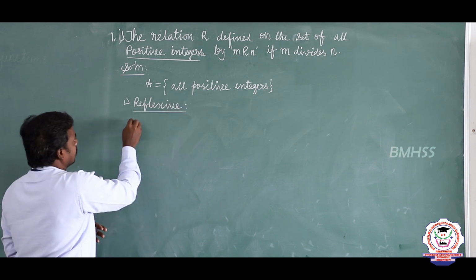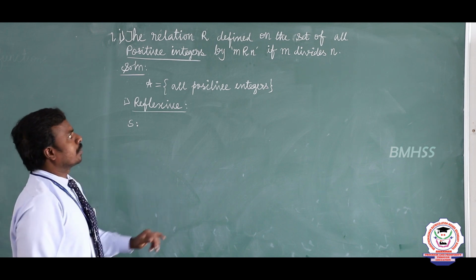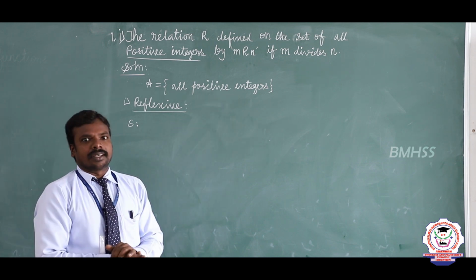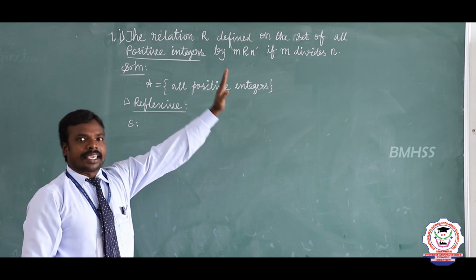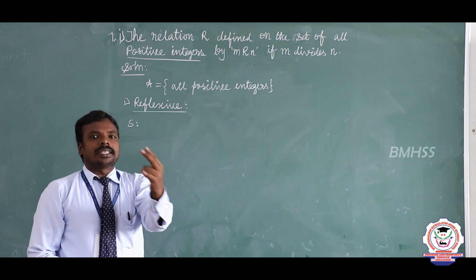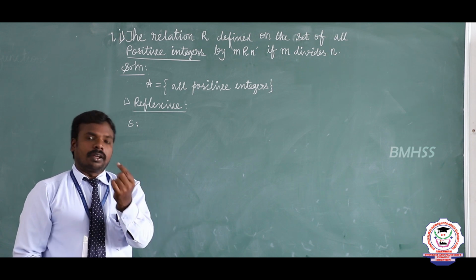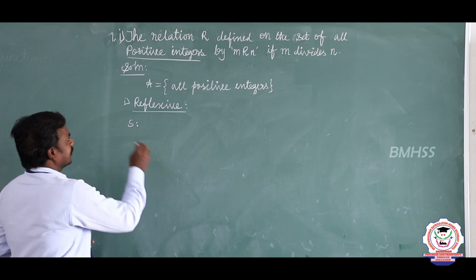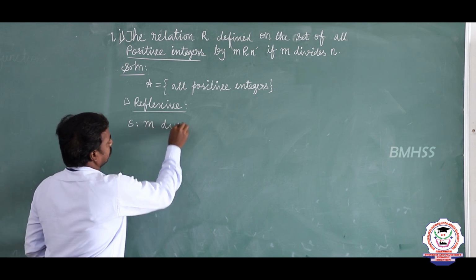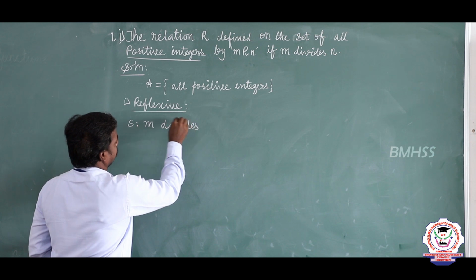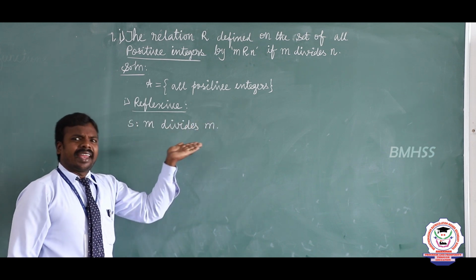To check reflexive, first we have to write the statement. What is the statement? m divides n. That is the given relation, m divides n. There are two elements, m and n. To check reflexive, we need only one element, so that is m. So m divides m. Any number divides itself.